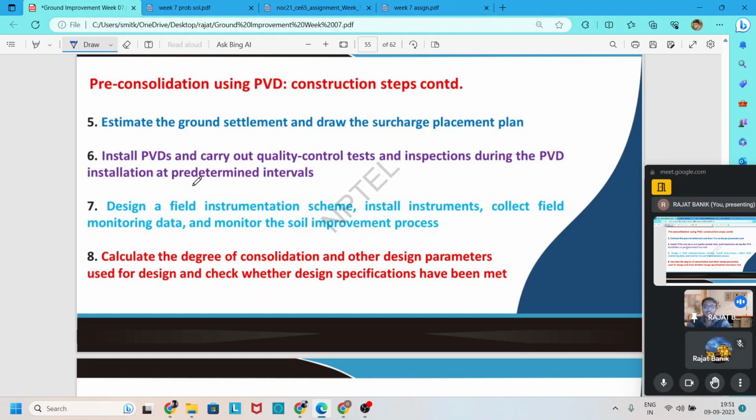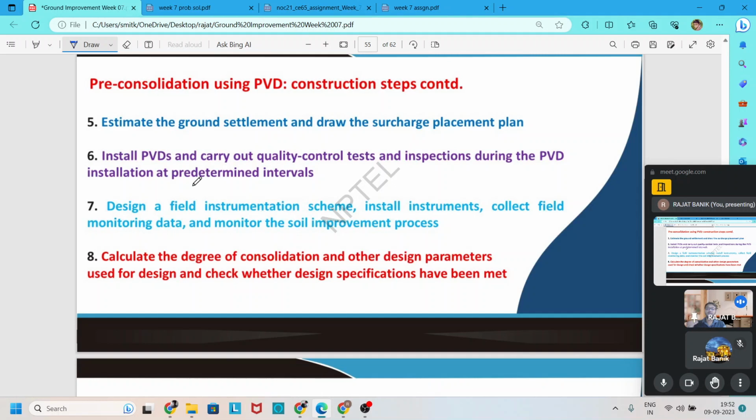And then design a field instrument scheme, install instruments, collect field monitoring data, and monitor the soil improvement process. That means after applying the pre-consolidation technique, we need to check the ground improvement or ground property in regular time. After that, we need to find out by these parameters whether this ground achieves our goal or not, or improves to fit our targeted goal or not.